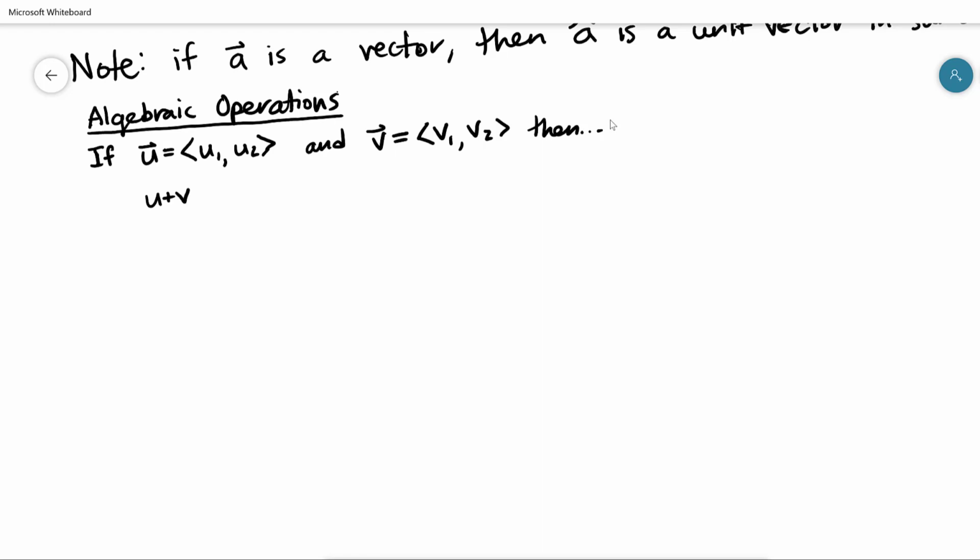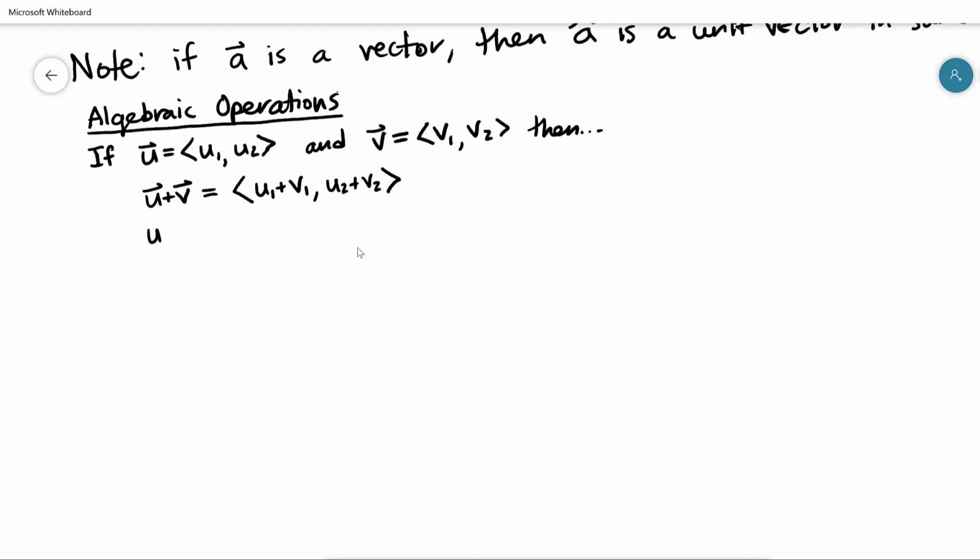So u plus v, when I add two vectors algebraically, we add them component-wise. So we will get a vector. When I add two vectors, I get a vector, and it's just the sum of the two horizontal components. So I'll add the horizontal component of this plus the horizontal component of this to get the combined horizontal component of my new vector. And then I'll do the same thing for the vertical components. So I'll do u2 plus v2. That's going to be the combined effect of how far I went up for this vector and how far I went up for this vector, and we combine them together. So this is what it looks like to add two vectors.